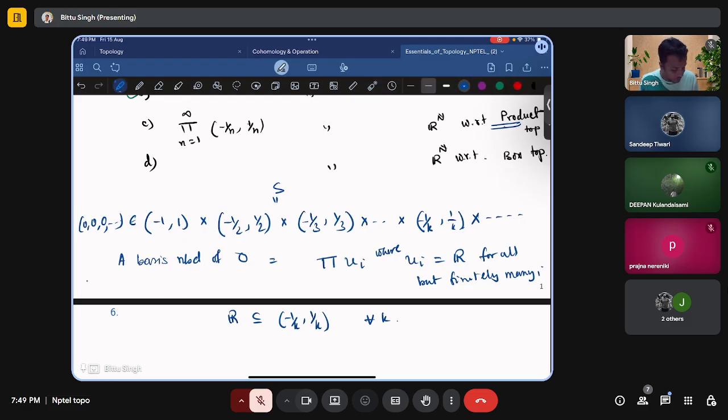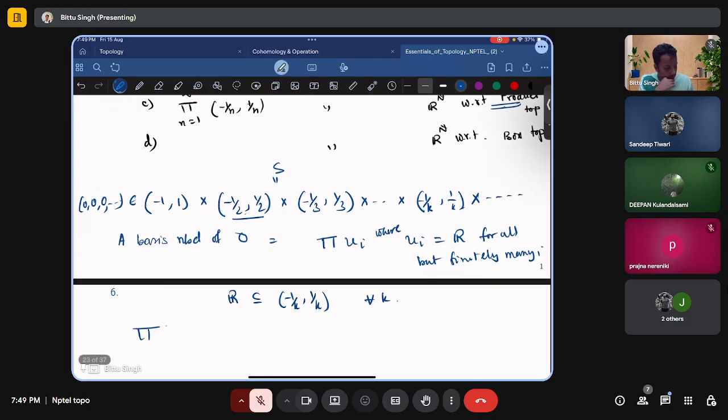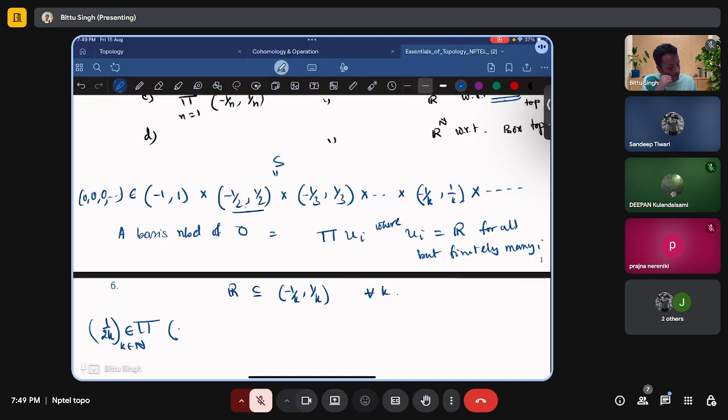It will be something like this. Those are intervals, the product of minus 1 by k to 1 by k. Take something like 1 by 2k, where k belongs to n. So that belongs to this product. Can you see? There is a space from minus 1 by k to 1 by k, so you can choose anything. For example, I have chosen 1 by 2k.